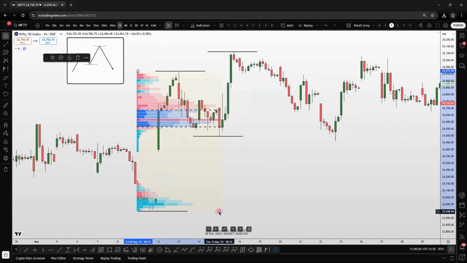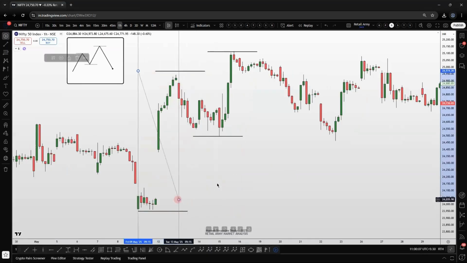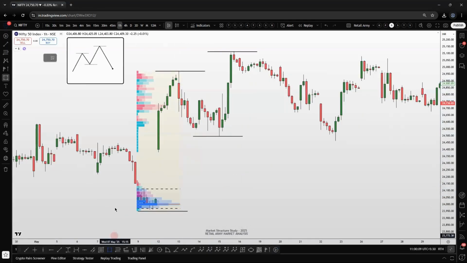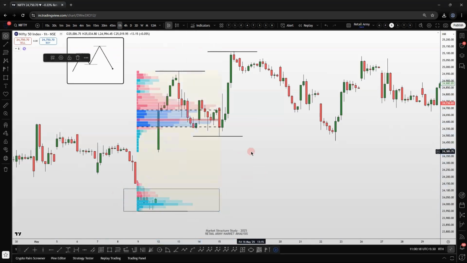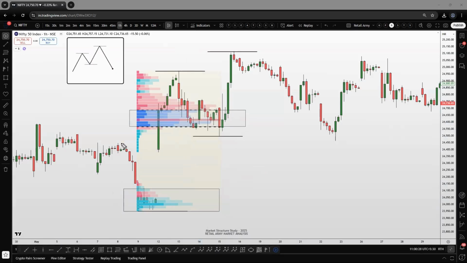You see the first thing that has happened is the FRVP is over here at the bottom right now. What happens when I shift it to this point here? The FRVP has shifted. The POC shift happens. Point of control has shifted now to the upper range. Here, you can see this is the POC.